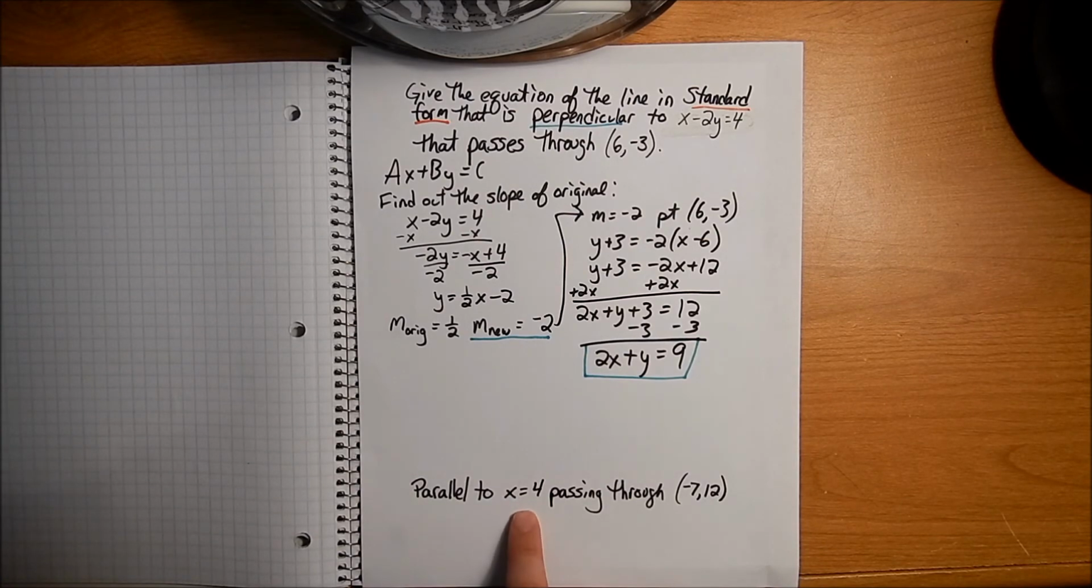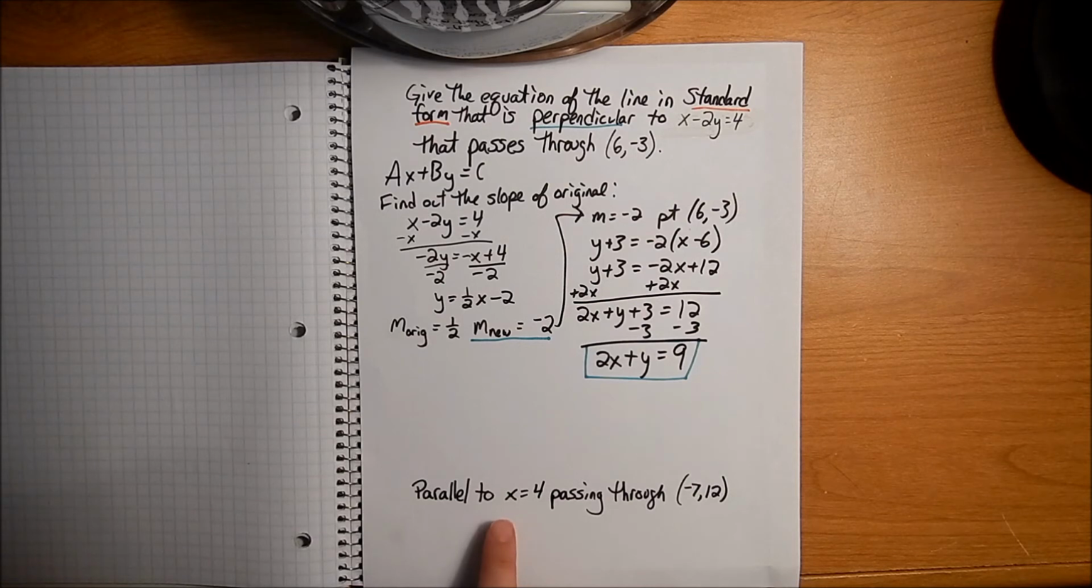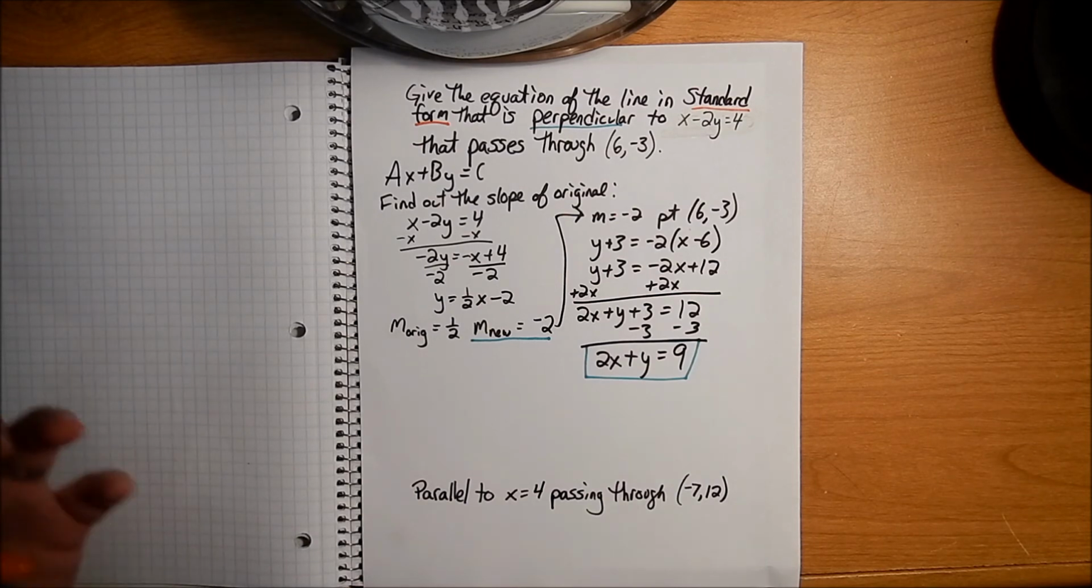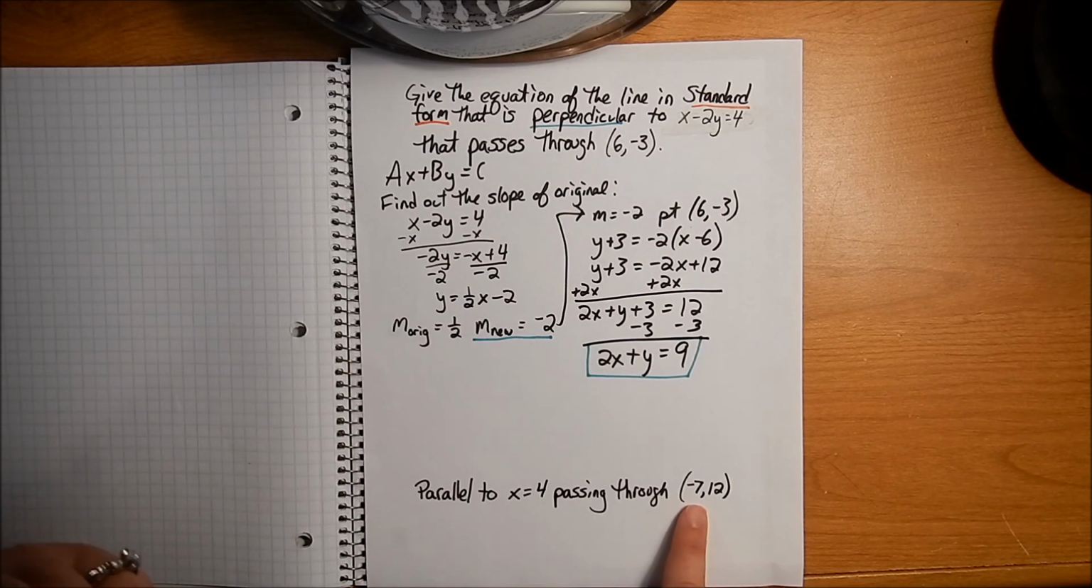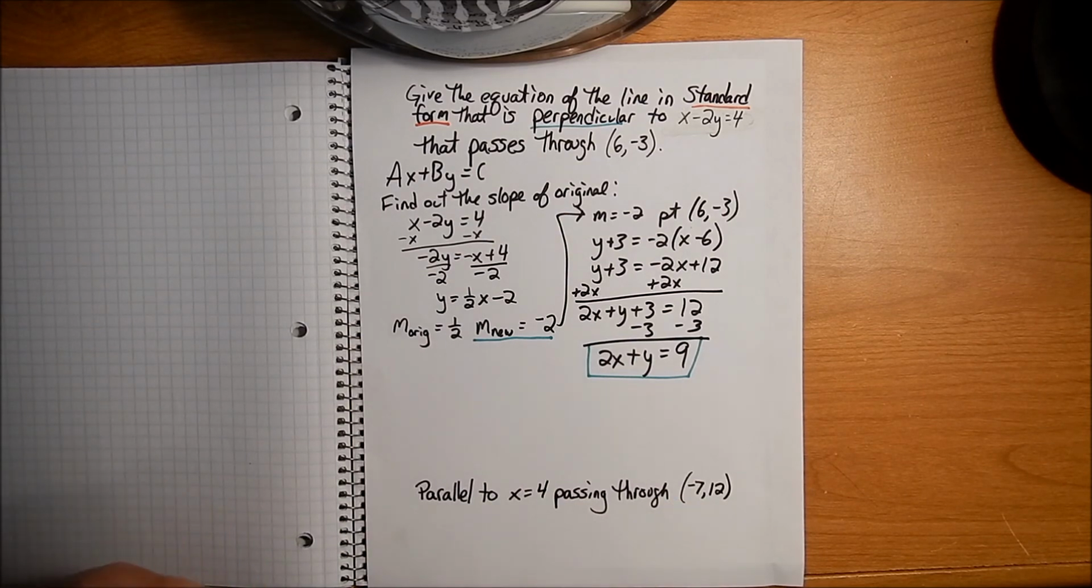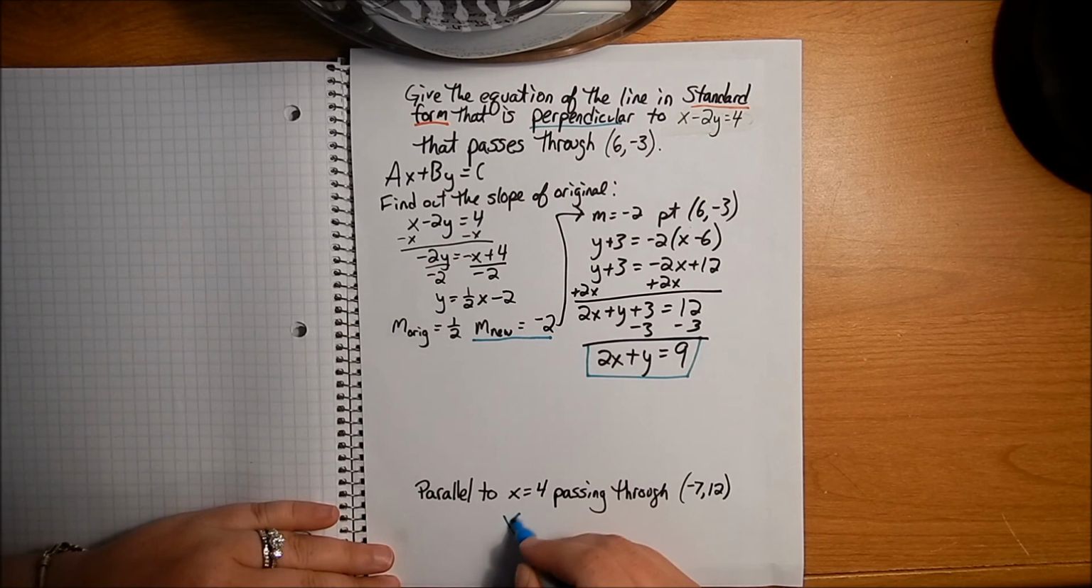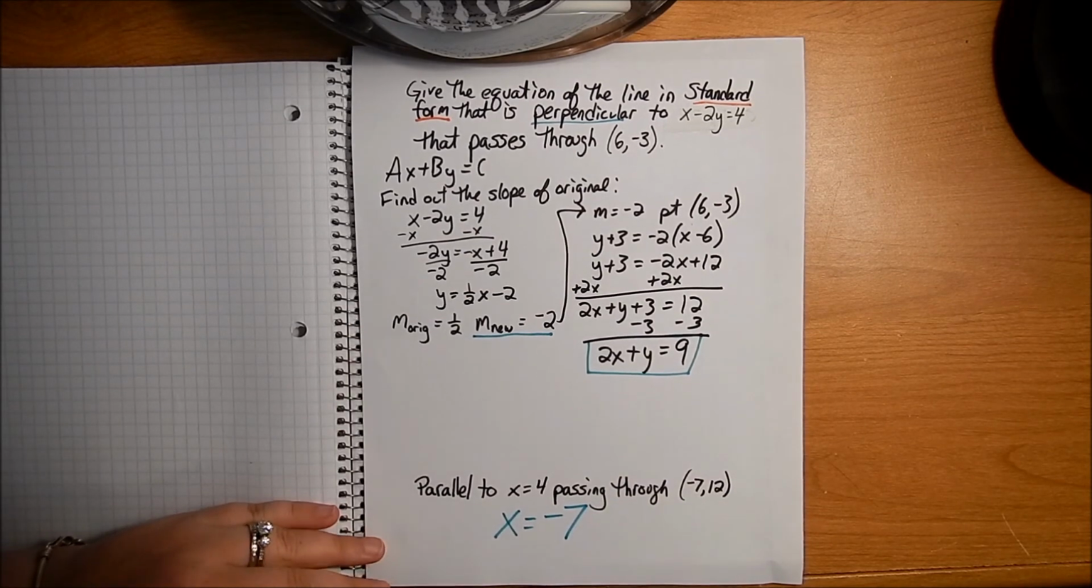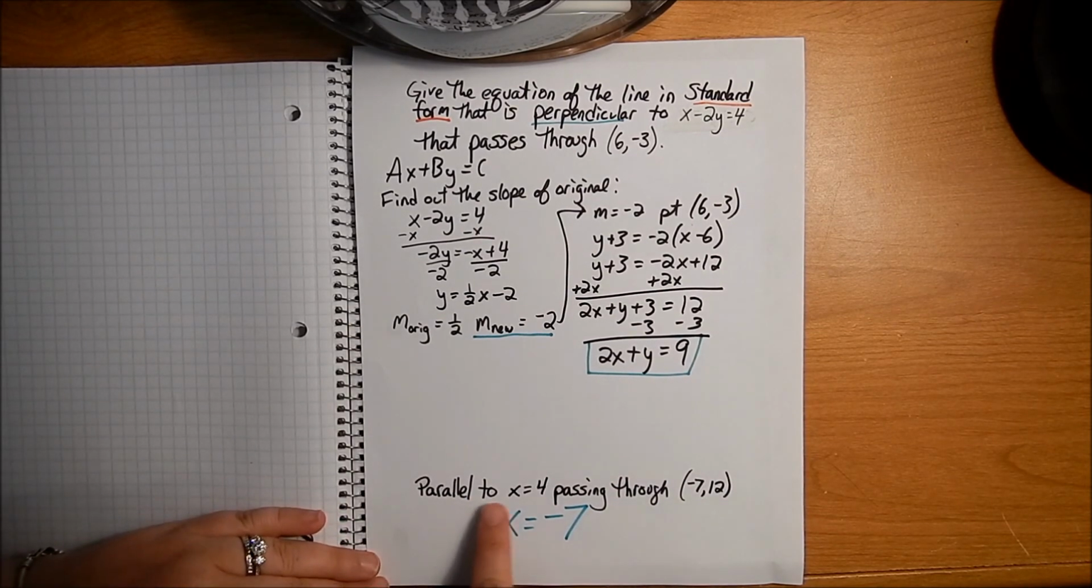How do you graph x equals 4? Hopefully you remember that x equals 4 will be a vertical line at 4. So, parallel to a vertical line, wouldn't that have to be another vertical line? Yes. And all vertical lines have the equation x equals whatever the x value is. Well, what's the x value here? Negative 7. So if you understand all those things, I can jump right to the answer. There's not really anything else I need to do. It's got to be parallel to this line, and it's got to pass through this.